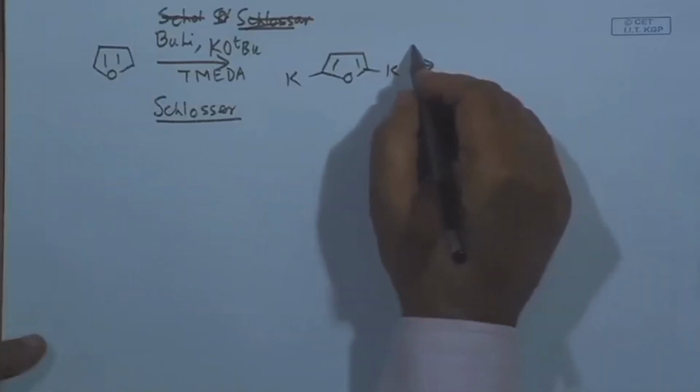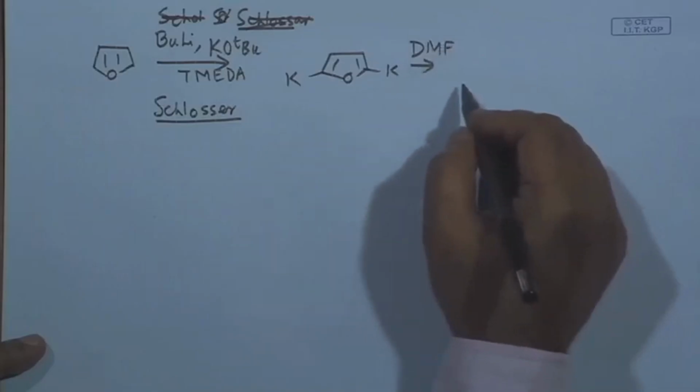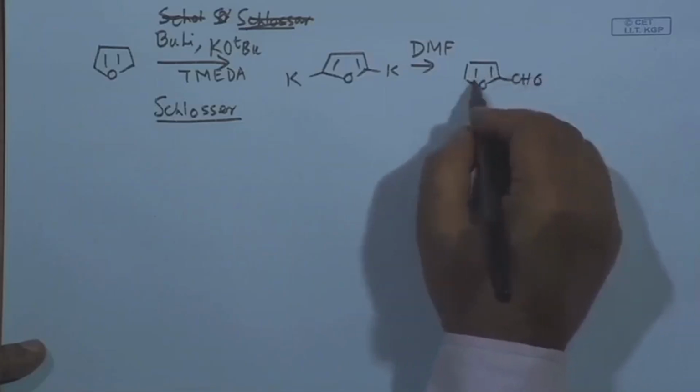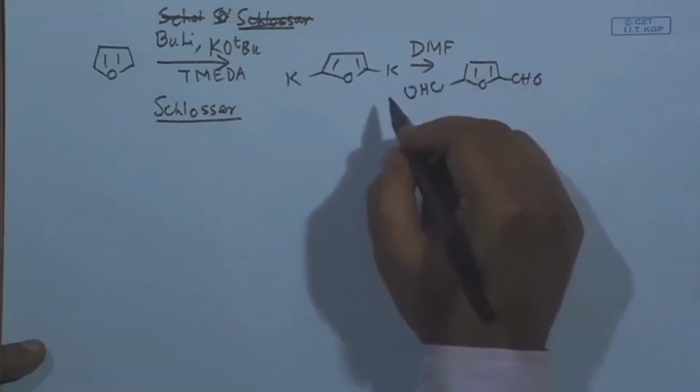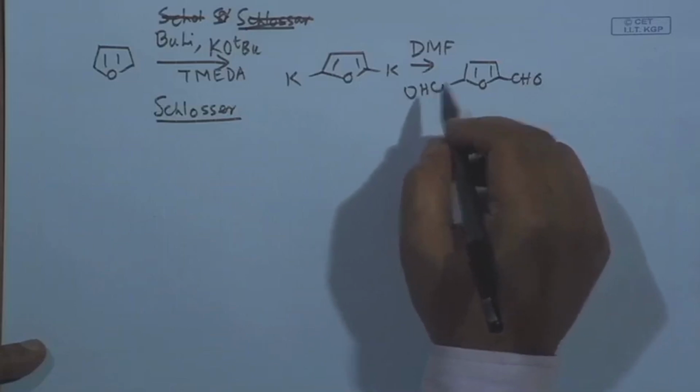Let us say if you have an excess amount of DMF, what is the product? DMF is nothing but a formylating agent. So, what you will get? You will actually get 2 CHO groups. Why so important? There are very few electrophilic substitution reactions where you can simultaneously introduce 2 electron withdrawing groups other than nitration, etc., under harsh conditions. Okay. So, this is how one can do it.